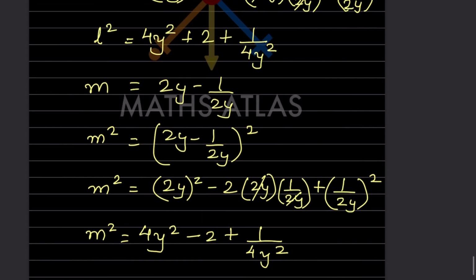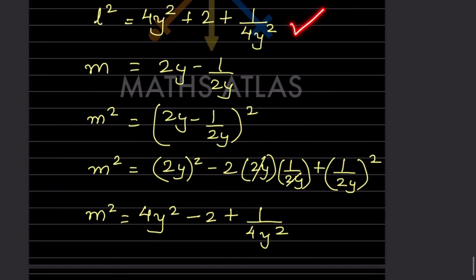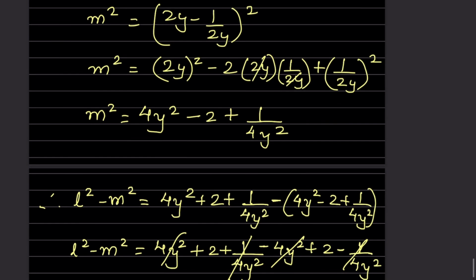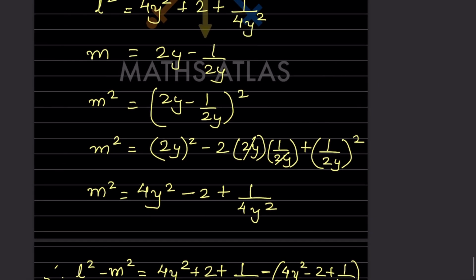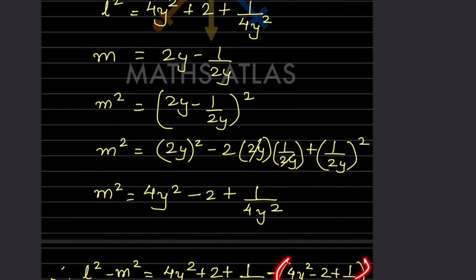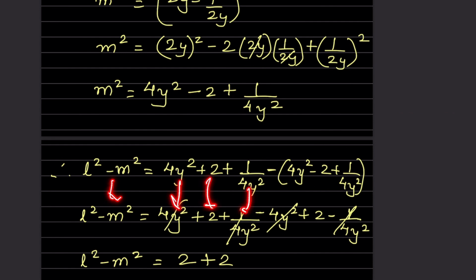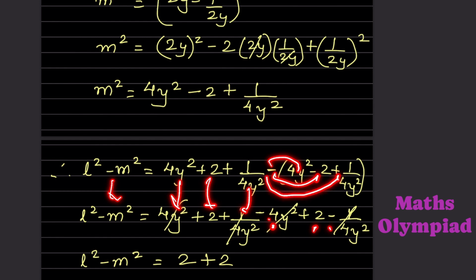Now first we found the L square and M square. What they have asked for is L square minus M square. So we got the value of L square and we got the value of M square. For L square minus M square, you will write first the value of L square, and you better put a bracket over here because there are 3 terms. For this whole thing you are going to put a bracket because there is a minus, and in the next step you are going to separate it. Then the terms are the same, minus 4y square, minus minus becomes plus 2, and again minus and plus becomes minus 1 by 4y square.